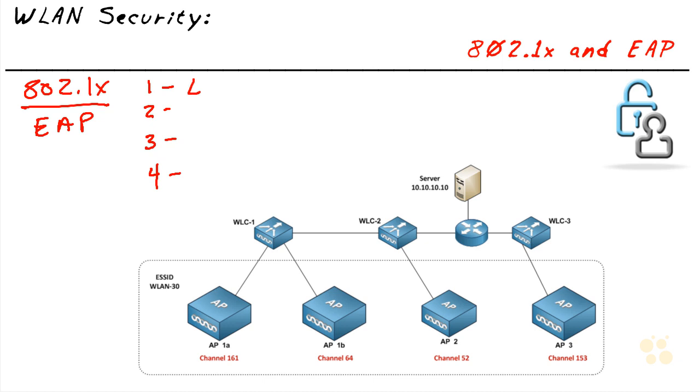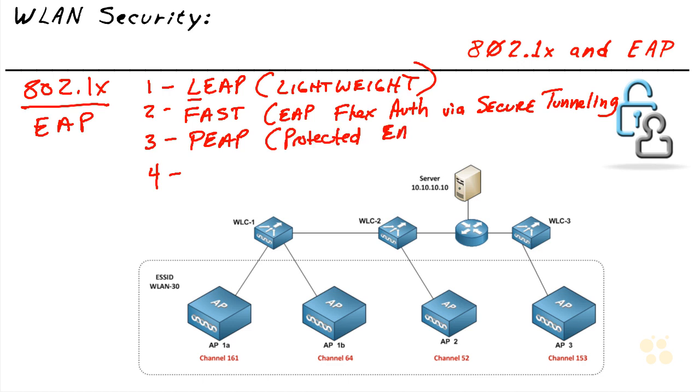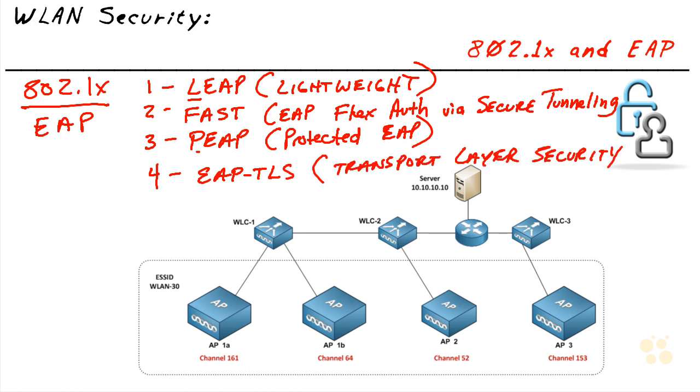And they are LEAP, and the L is for lightweight. We've got something called FAST, and that's EAP using flexible authentication via secure tunneling. So you can call that EAP fast, or if you're talking about 802.1x, you say we're using fast, they'll know what you mean. There's something called PEAP, which is protected EAP, and then we have something called EAP-TLS. The TLS stands for Transport Layer Security. And inside of number 3, PEAP, it also has a couple flavors, a couple subsets, if you will, of PEAP. But these are the 4 major ones that I would encourage you to be familiar with.